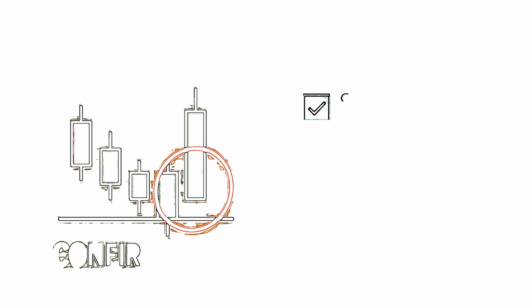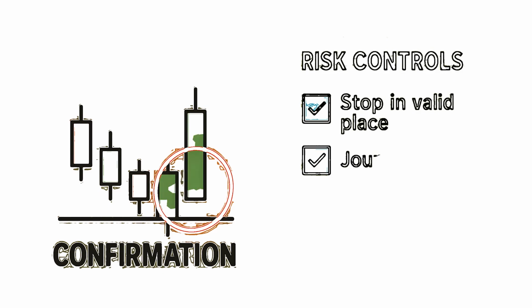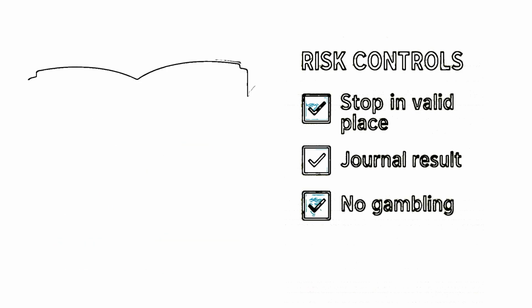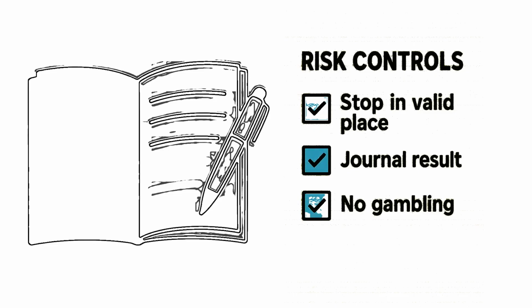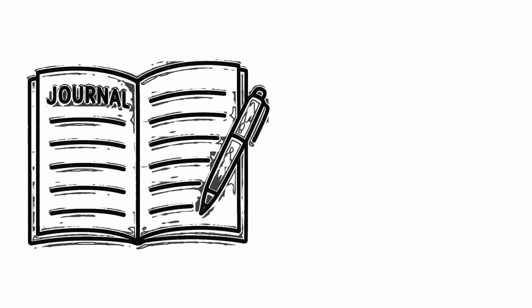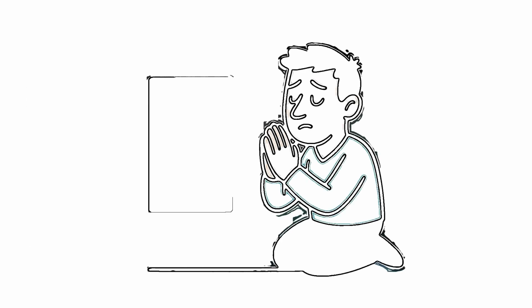Step 6, confirm the reaction. Wick rejection, lower time frame break. Step 7, execute with your risk plan and journal the result. That is a clean framework. Repeatable, testable, not random.